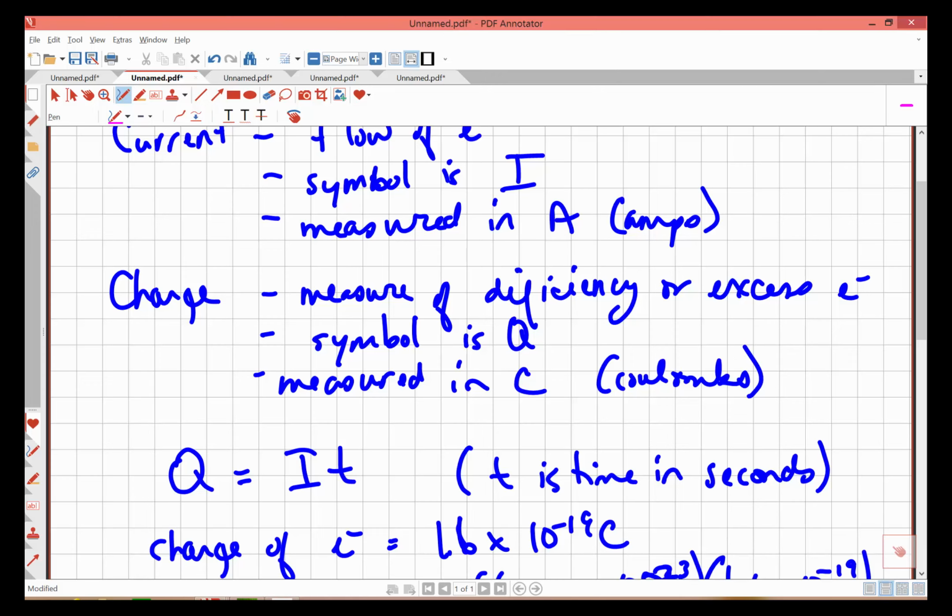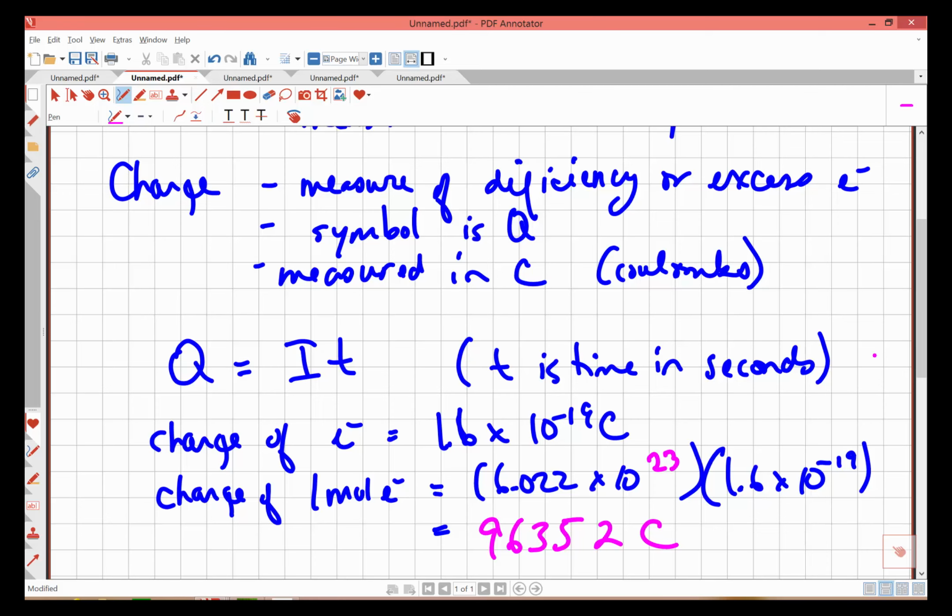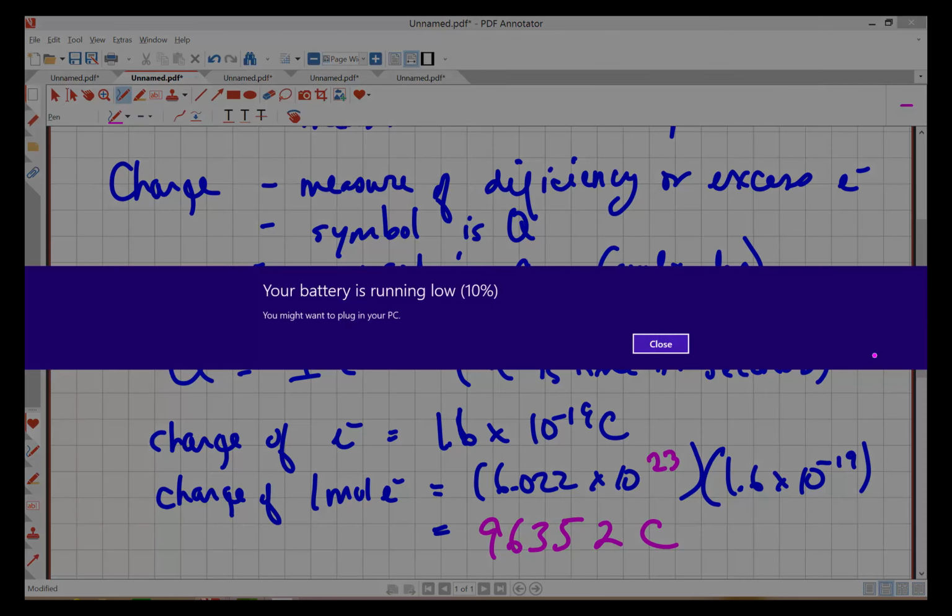So if we have a mole of electrons, 6.022 times 10 to the 23 electrons, how many coulombs is that? We could do that math. 6.022 times 10 to the 23 times 1.6 times 10 to the negative 19. You get something close to this: 96,352 coulombs. What I want you to recognize is that when we're dealing with a mole of electrons, Avogadro's number is 6.022 times 10 to the 23.